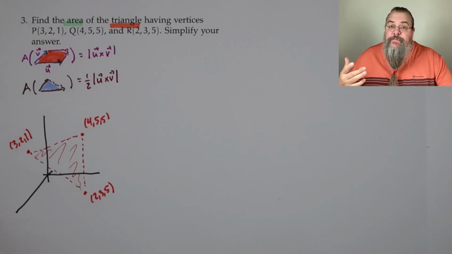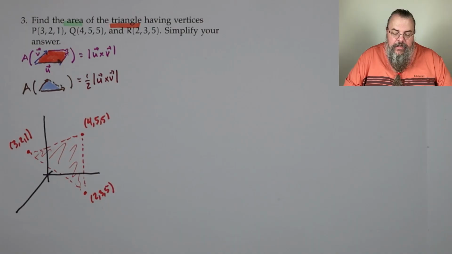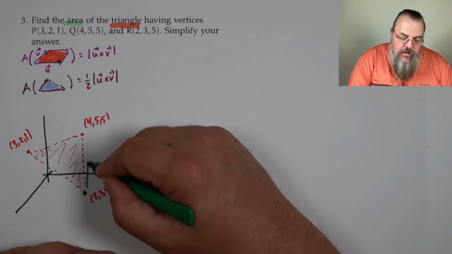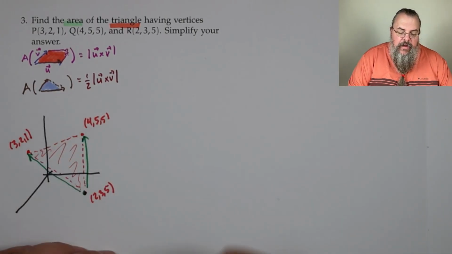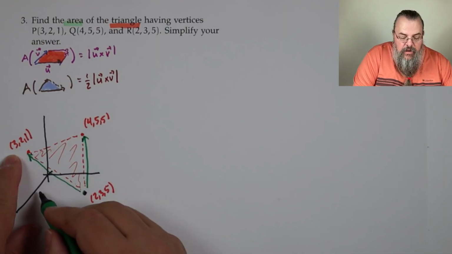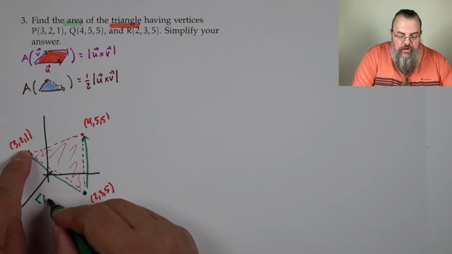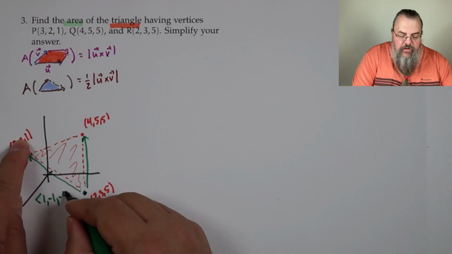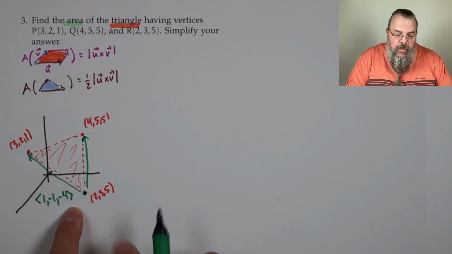And the way I like to do it is I say pick a vertex, any vertex. And let's suppose we pick this as our vertex. And now make the vector from that vertex to the other vertices. So let's see how we change. If I go 2 to 3, that's a change of 1. 3 to 2 is a change of -1. And 5 to 1 is a change of -4. So 1, -1, -4.